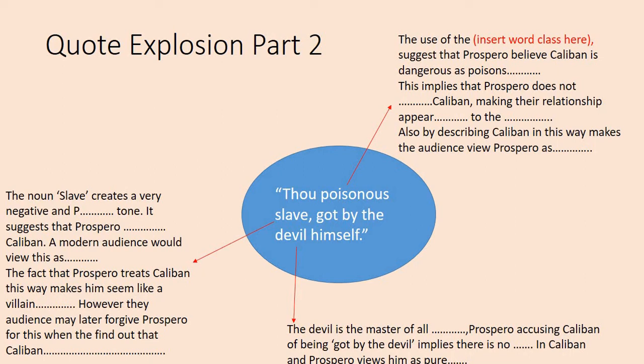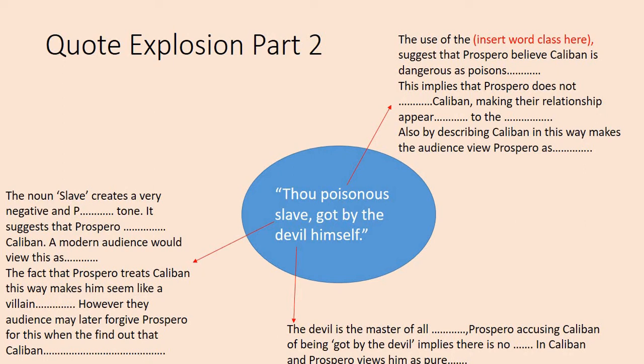Okay, I picked 3 of the key words in this quote for us to zoom in on. If there's something else that you really want to zoom in on and analyse yourself, please feel free to add that in. But these are the 3 words that I think are the most important. If I was going to use this quote in my essay, these are the 3 words I would analyse in my answer. So, thou poisonous slave, got by the devil himself. Straight away, what kind of tone does that give us? What is that suggesting Prospero's view of Caliban is?